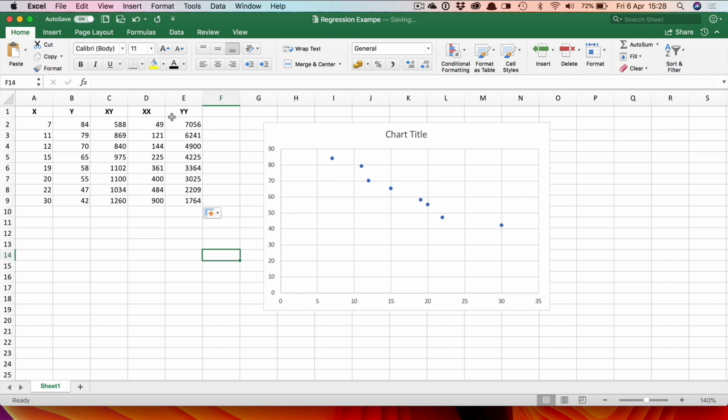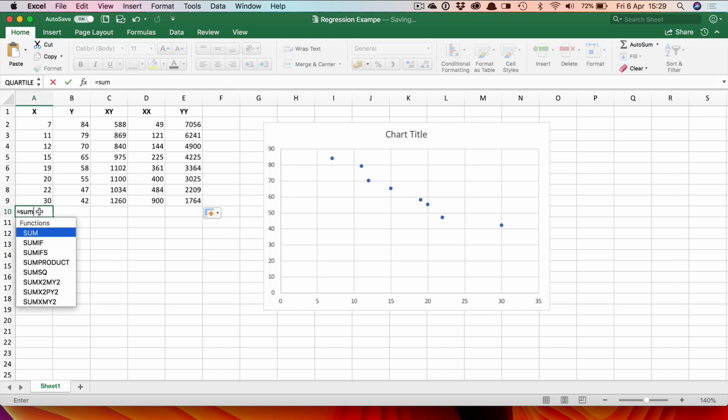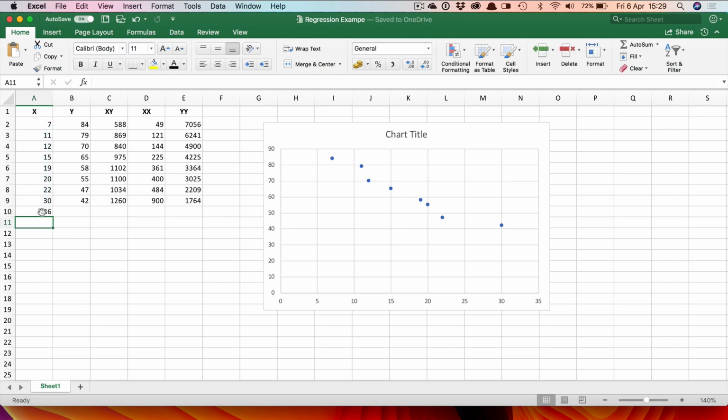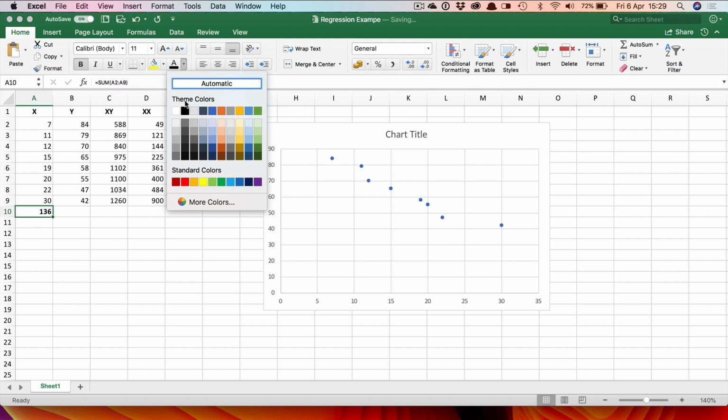Now I need the sums of all of these. So let me find the sums here using the sum function. Let's find the sum of the first column here, X. I'm going to make this bold. And also let me put it in, say, red.